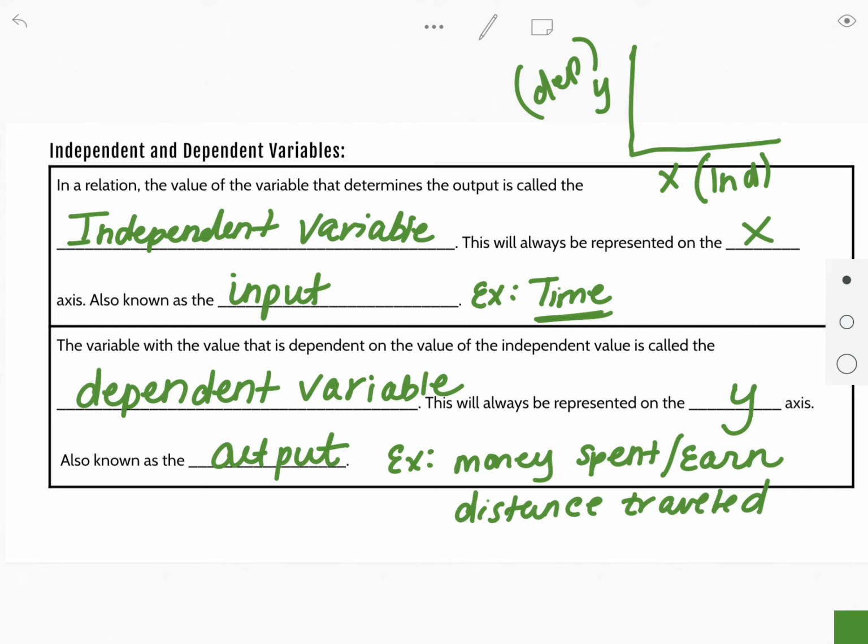If you go to the next page, you have several example problems. I want you, before you watch the next video, part 2 of this, I want you to see if you can identify the independent and dependent variable in each situation. After you do that part, then watch the next video and I'll give you the answers.